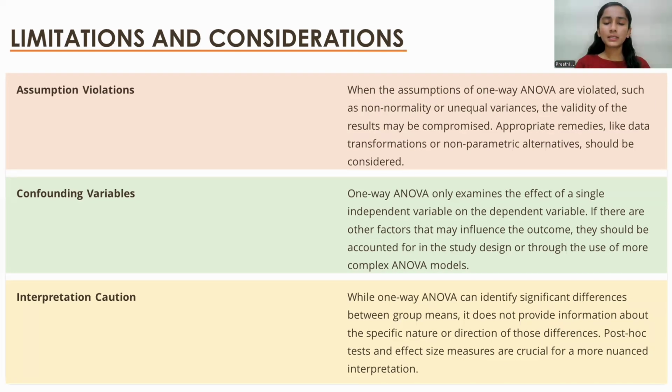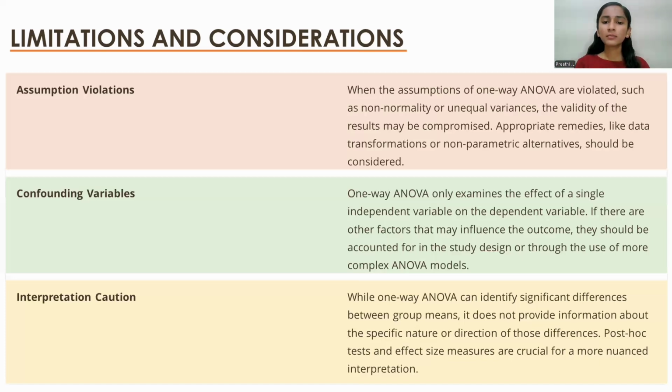Confounding variables. One-way ANOVA only examines the effect of a single independent variable on the dependent variable. If there are other factors that may influence the outcome, they should be accounted for in the study design or through the use of more complex ANOVA models.